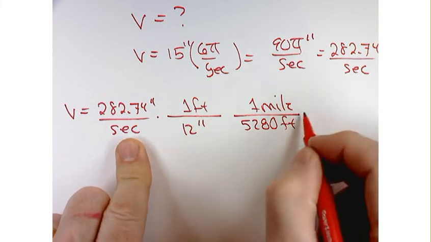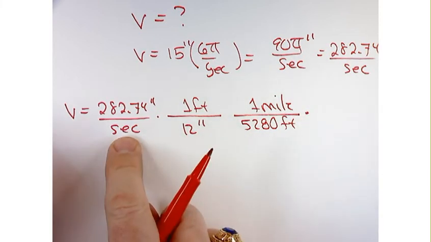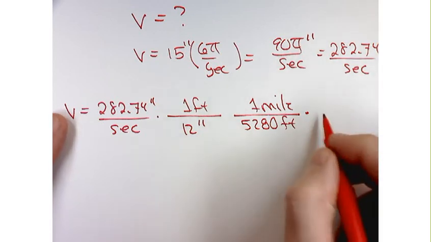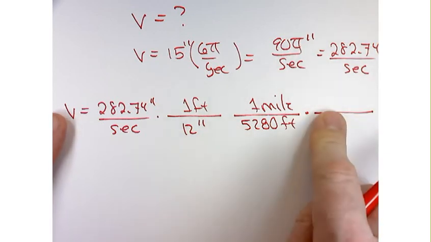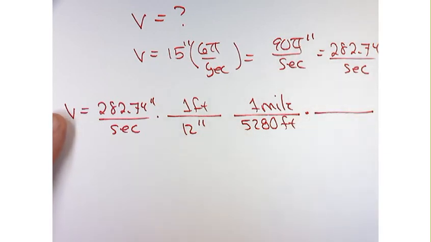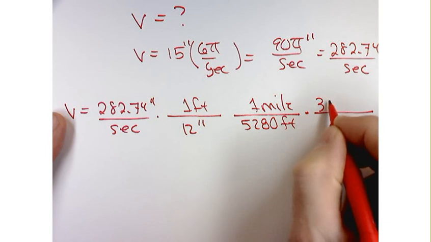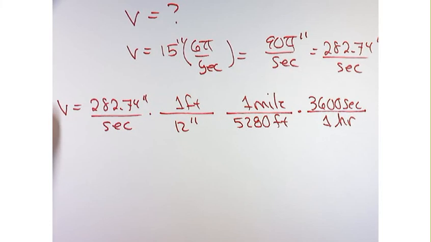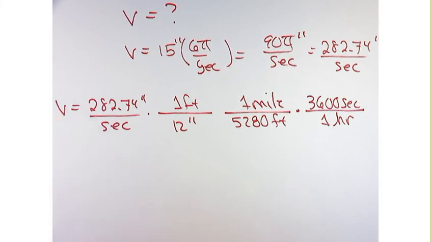But now I also want to get rid of units of seconds and end up with units of hours. So let me help you out here. You could do this in 2 steps. Convert from seconds to minutes and then minutes to hours. But let me help you out. There's 3,600 seconds in 1 hour. So there you go. Now everything cancels out like it's supposed to.